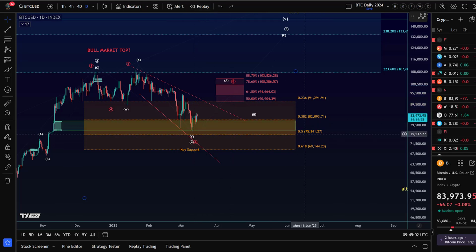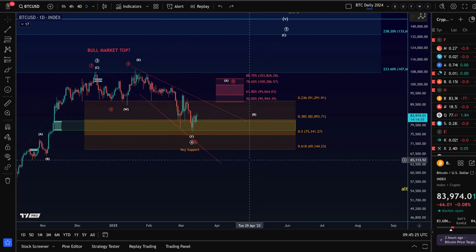Keep an eye on the 50% retracement, 75,340 in the coming week, and 69K. Let me know in the comments if you think we're going to test 69K. I would say this would be super deep. I would like to avoid that. Maybe one more low to around 75, 72K. These are some support levels on the smaller time frame as well. But 69 would be deep.